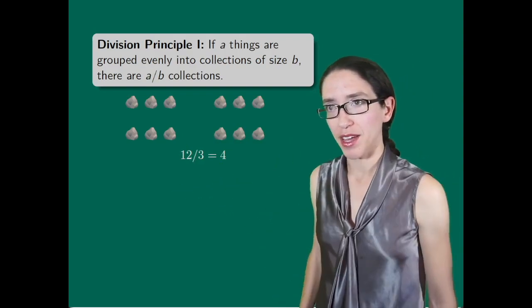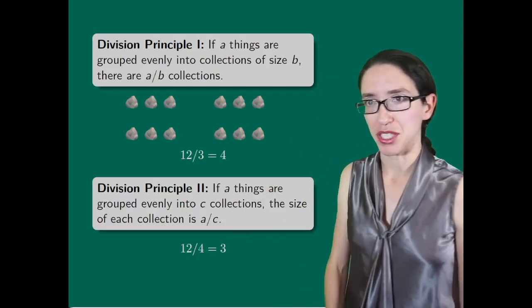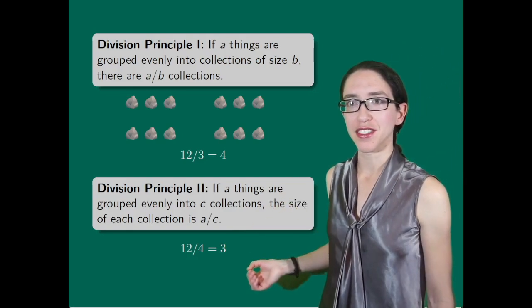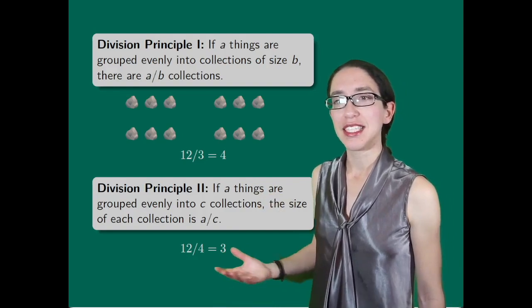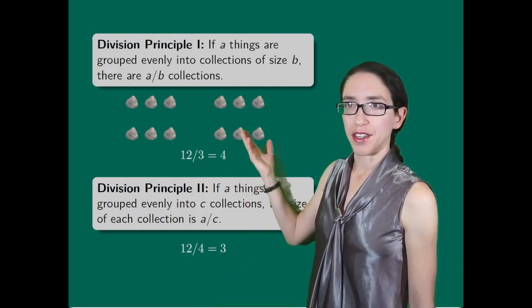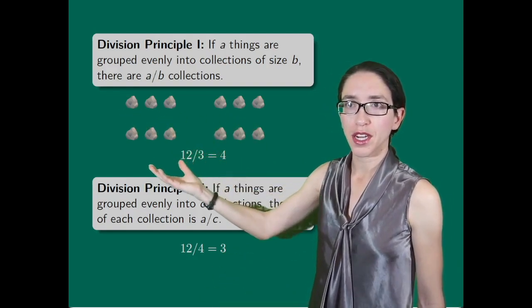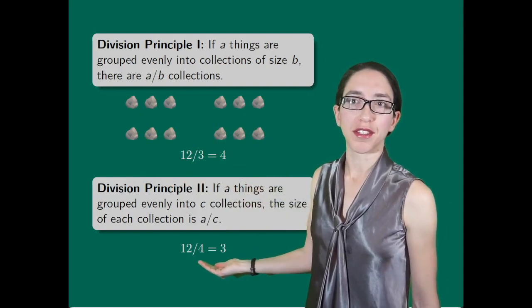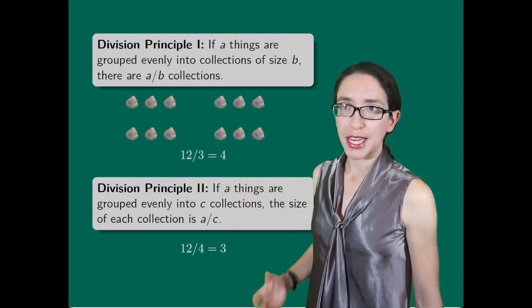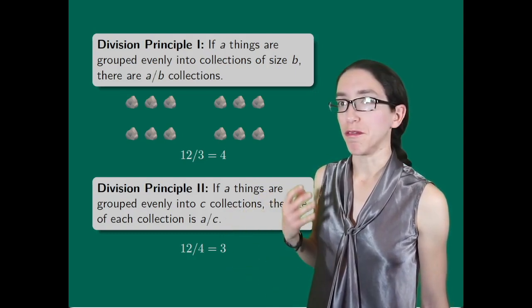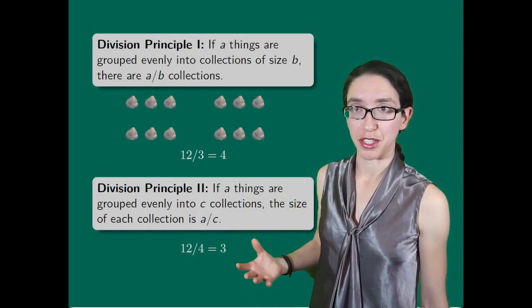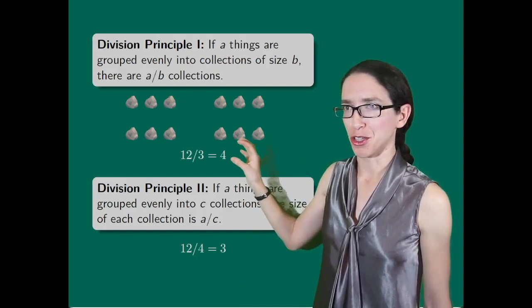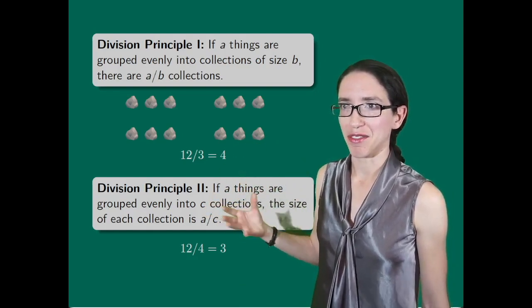But the second way we can use division, the second division principle in combinatorics, is that if A things are grouped evenly into C collections, then the size of each collection is A divided by C. So here, the number of collections is 4, and the number of things in each collection is 3, so we also have 12 divided by 4 equals 3. Again, simple sounding principles, but very, very highly applicable in combinatorics, and the trick is to figure out what are your rocks, what are your groups, and what are your sizes in a given combinatorics problem.